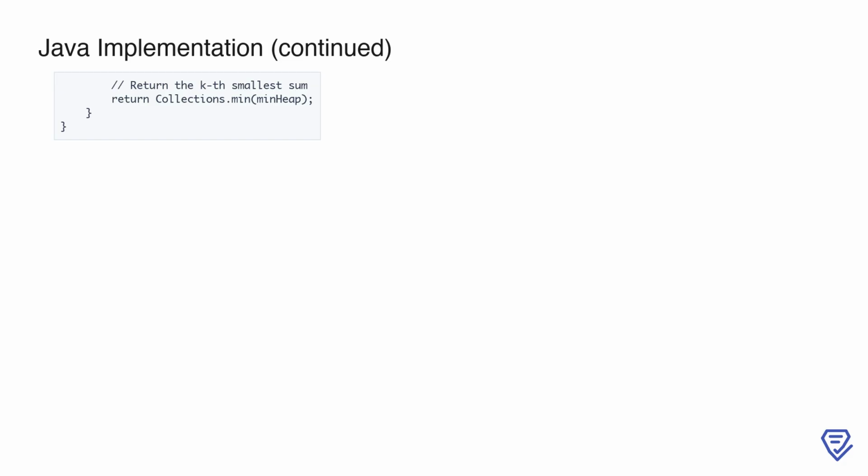To retrieve the kth smallest sum, we simply return the minimum element from the heap. Since the heap is in reverse order, the smallest element represents the kth smallest sum we were tasked to find. This approach leverages the efficiency of heaps to maintain the k smallest elements dynamically, ensuring the solution is both time and space efficient given the constraints of the problem.